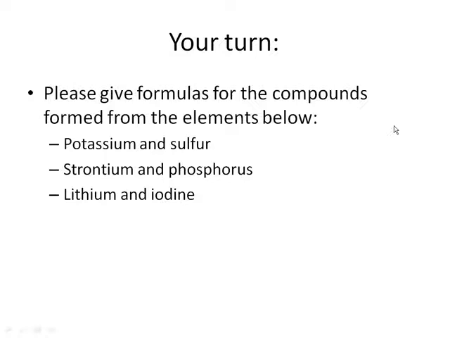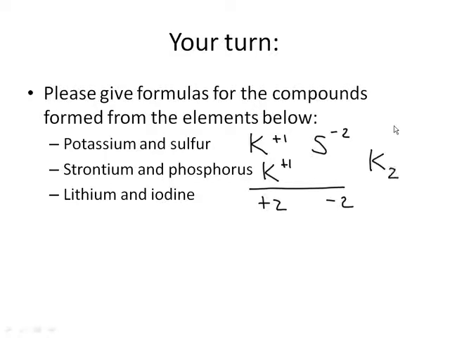So, potassium and sulfur. Potassium will form a +1 charge. Sulfur will form a -2 charge. I need to have enough potassiums and enough sulfurs so that the whole thing adds to 0. So I will need 2 potassiums, because that way I will have a +2 coming from the potassiums and a -2 coming from the sulfurs. Since I have 2 potassiums, it gets written K subscripted 2S as my answer.